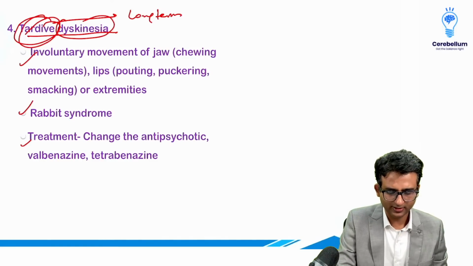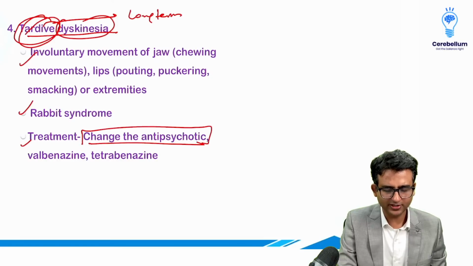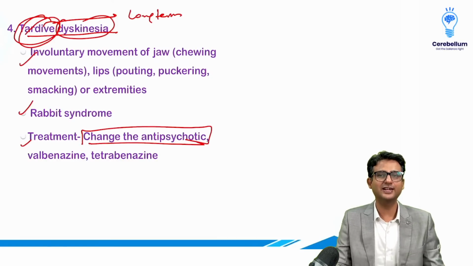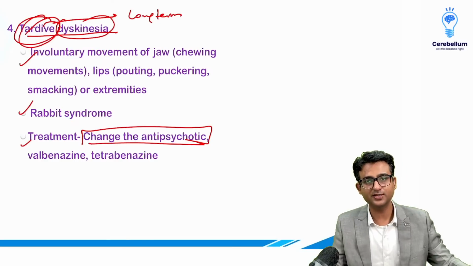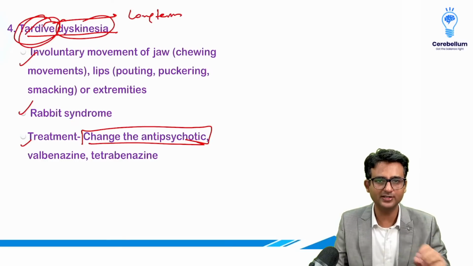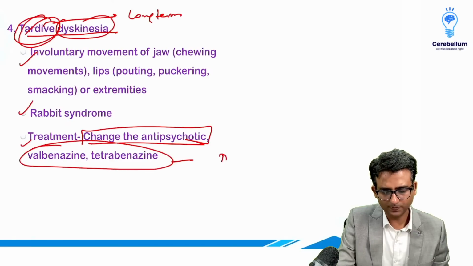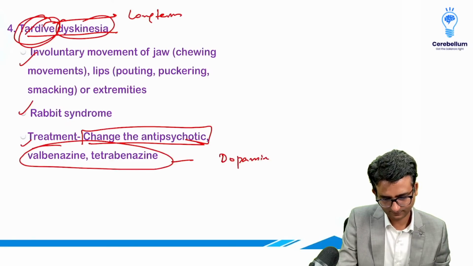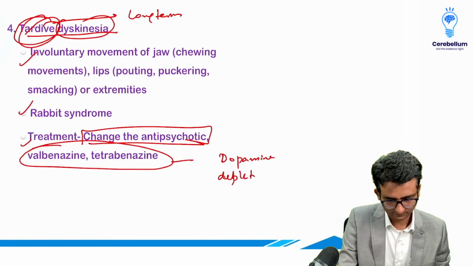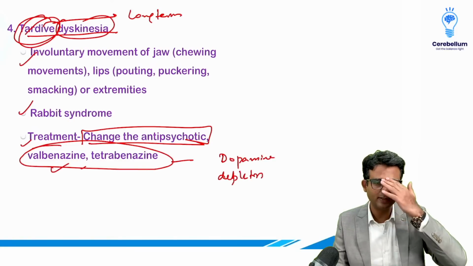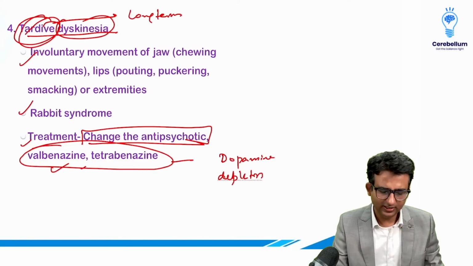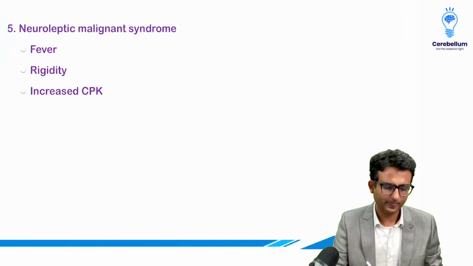How do you treat? Shift from the first generation antipsychotic to second generation antipsychotic, because all these extrapyramidal side effects are less common with second generation. And if you're asked the drug of choice, you can use dopamine depleters like valbenazine and tetrabenazine.